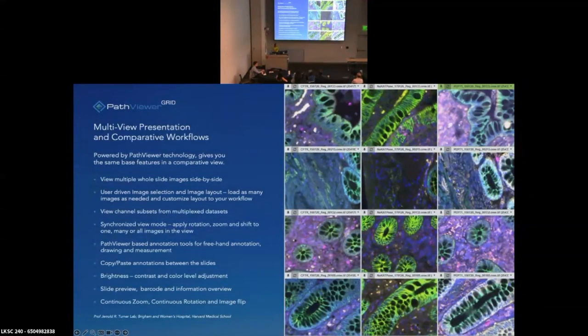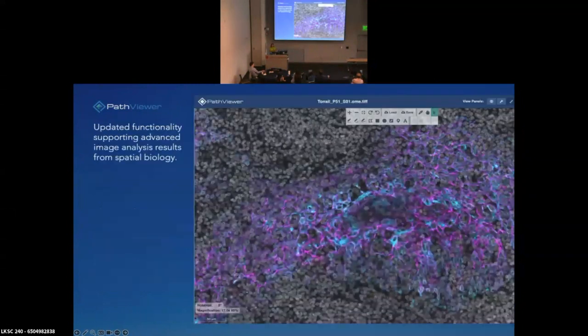And importantly, for these highly multiplex data sets, you can do the same thing within an image. Let's say you have 10 different groups of channels and you want to view those groupings of channels side by side, even within a single image. So whether you have serial sections, highly multiplex data, or the same section that you've imaged in multiple modalities, you can view them side by side in this application. And again, you have all the same features that were originally available in PathViewer, but now in this side by side view.